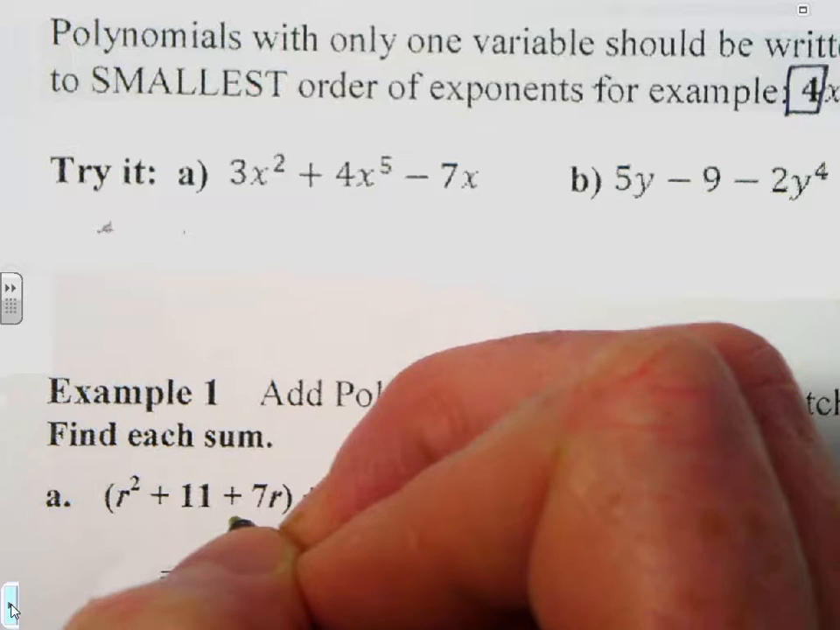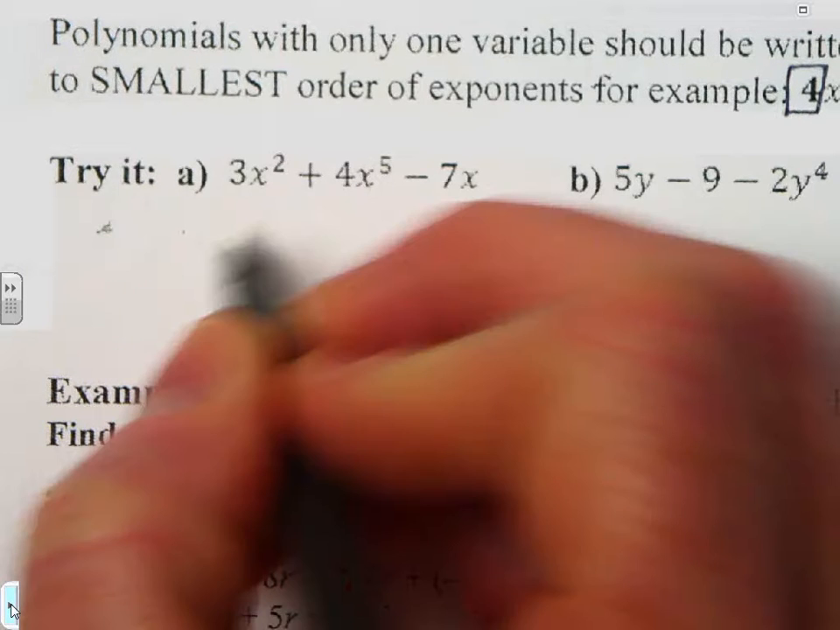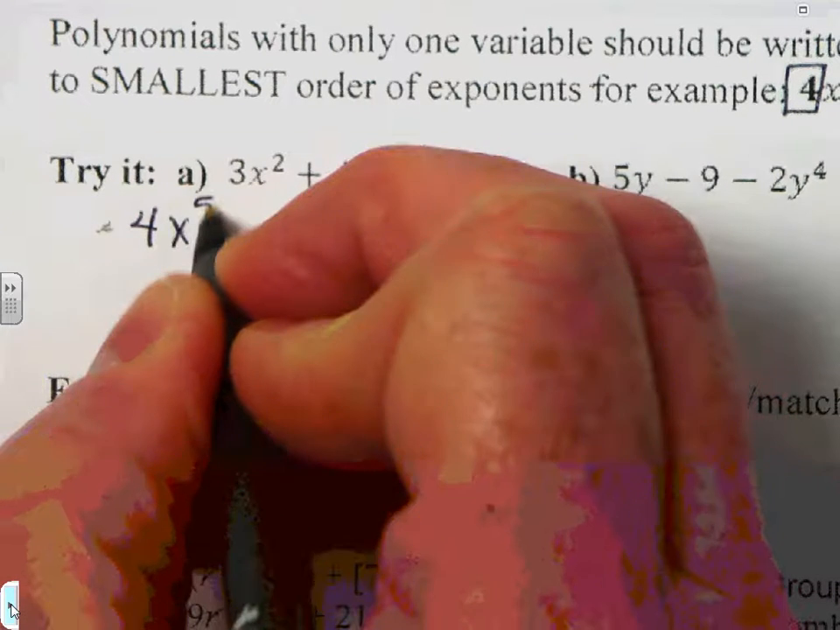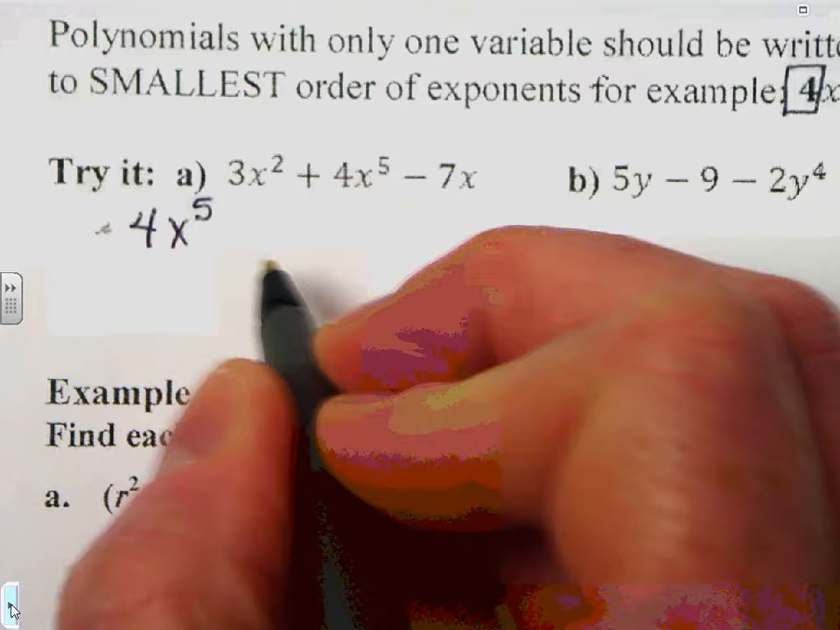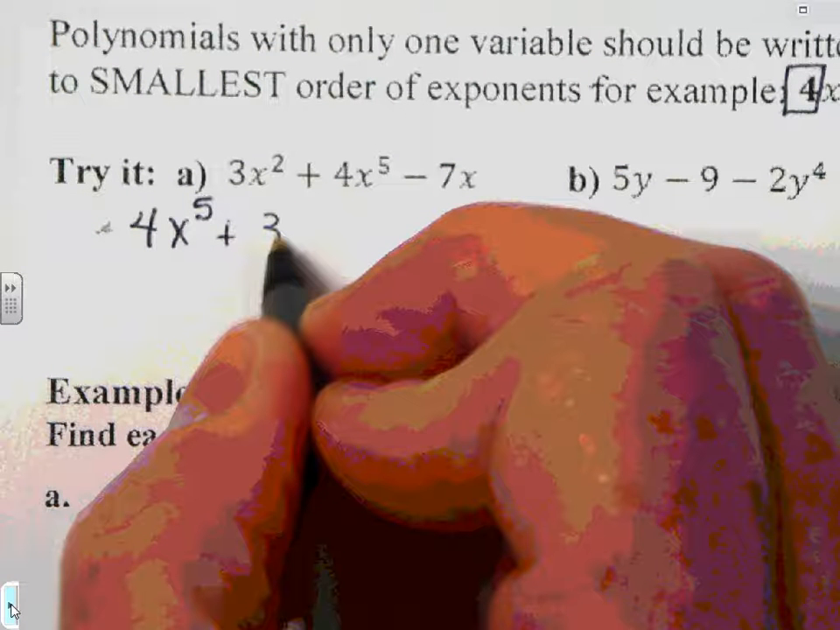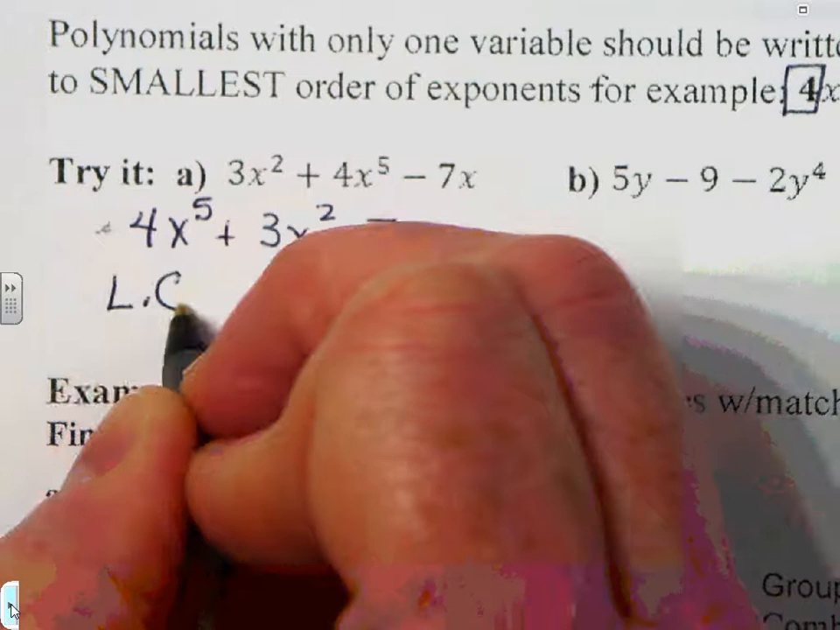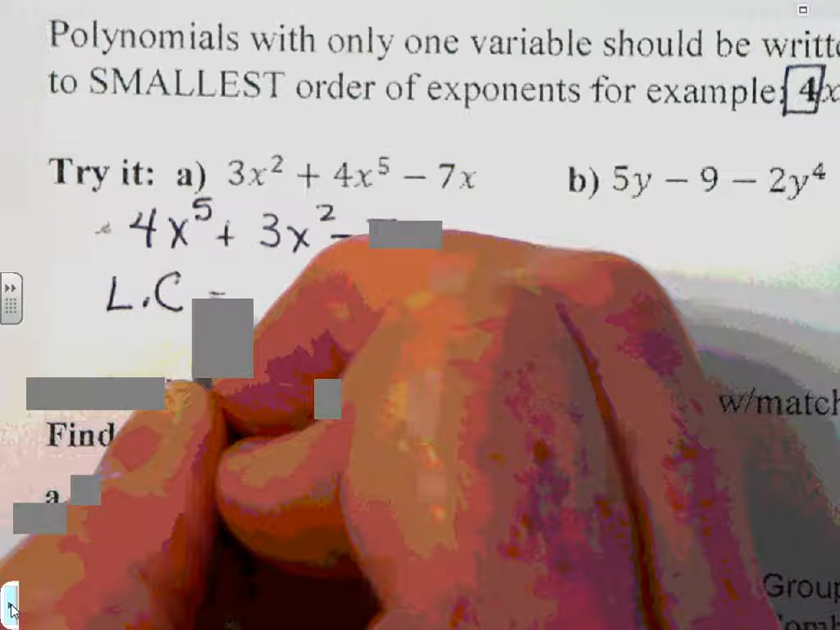So who has the first term? Say it. The 4x to the 5th would be your first term. What would come next? 3x. A positive 3x squared. Good. And finally? Minus 7x. What is the leading coefficient? 5. That's 4.